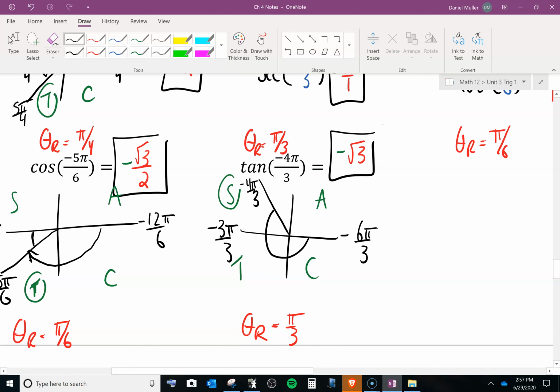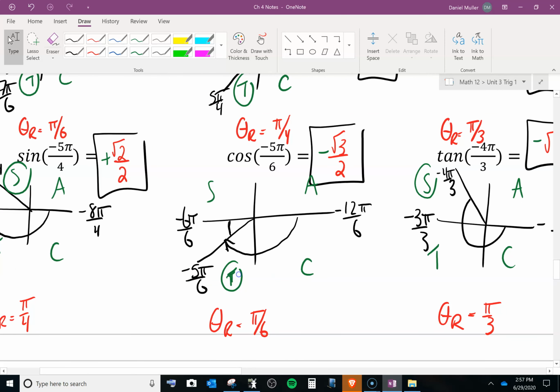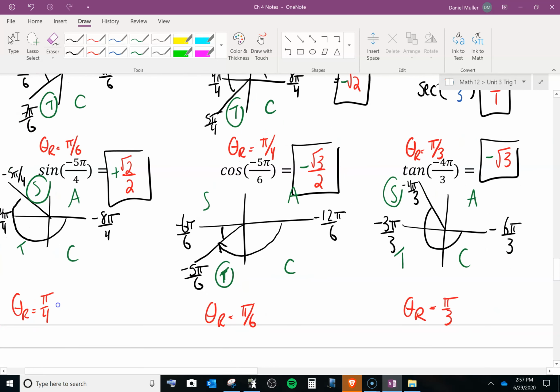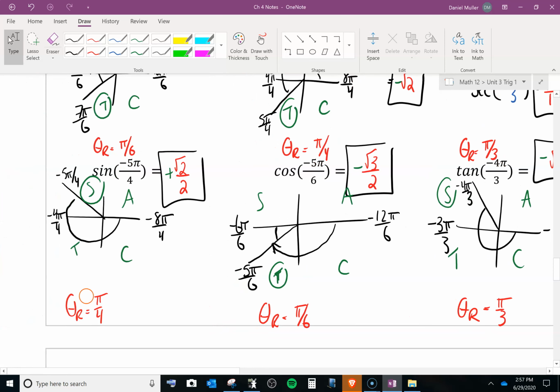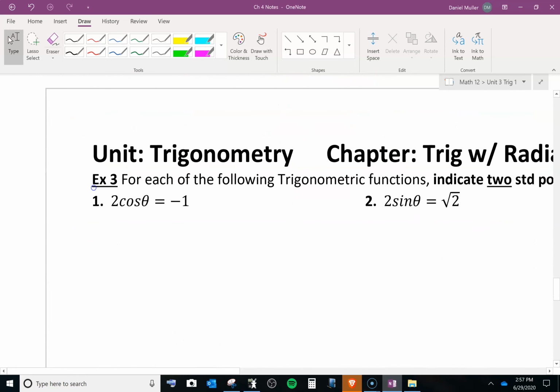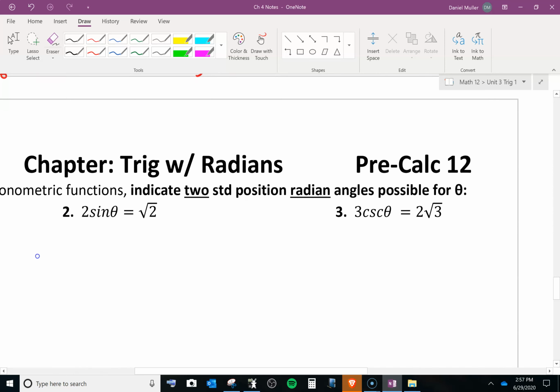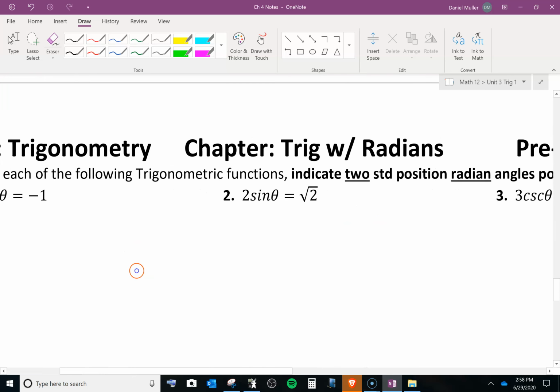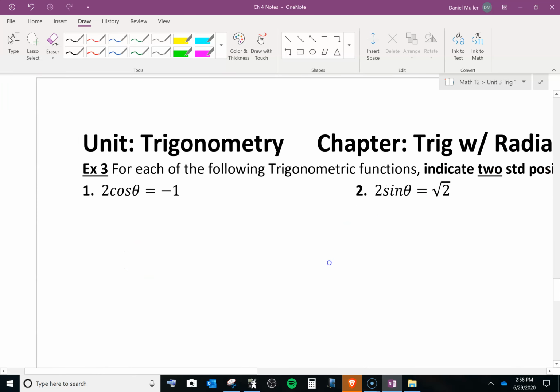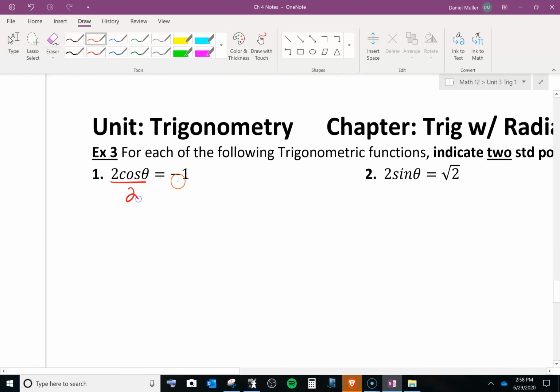We now have to work backwards. So the next questions are just working backwards. Let's try one of those. We need to indicate two angles. So if we have cos of theta, and again, we've already done this before, our answer needs to be in radians. It says right there, yeah, it needs to be in radians. So let's get this by itself, which is dividing by 2. So cos of theta is equal to -1/2.